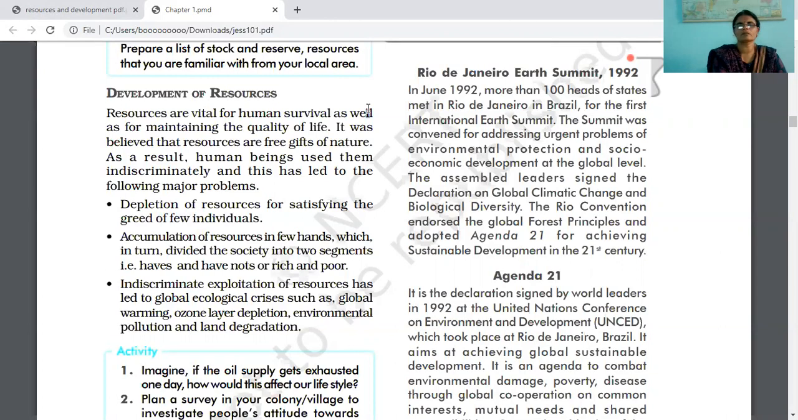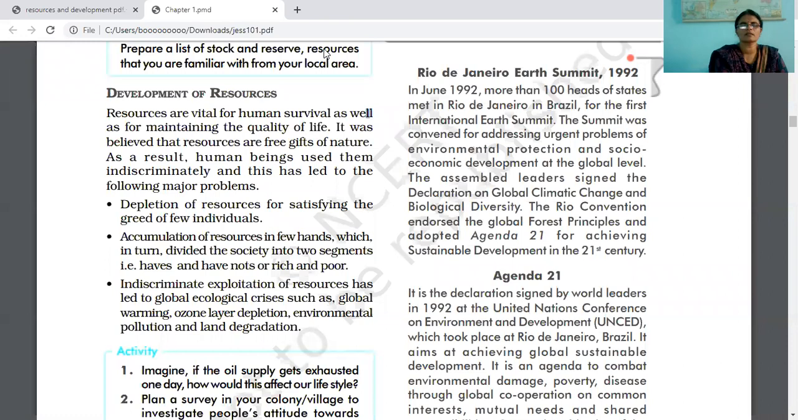Another problem, this excess, indiscriminate use of resources led to another problem: accumulation of resources in a few hands, which in turn divided the society into two segments, that is haves and have-nots, that is rich and poor. This accumulation of resources divided society into two parts, rich and poor.